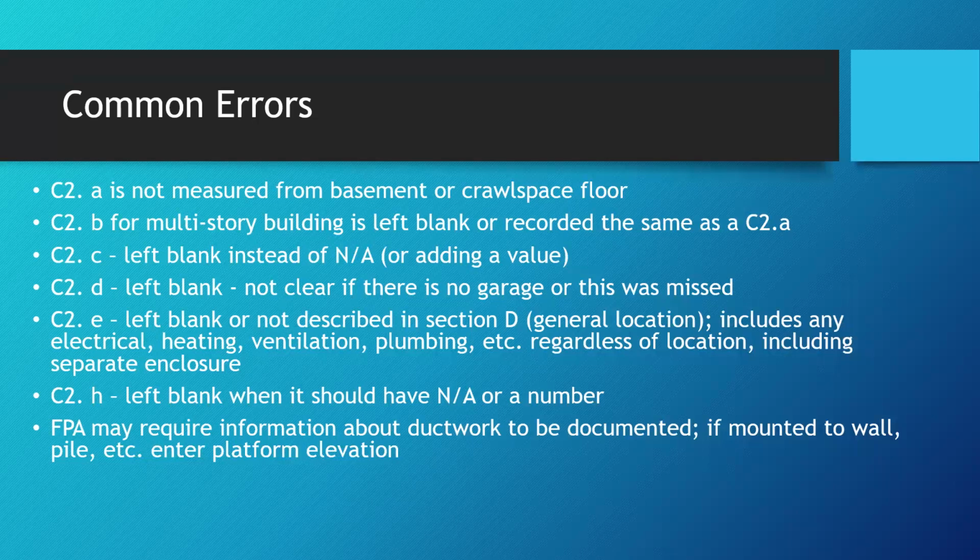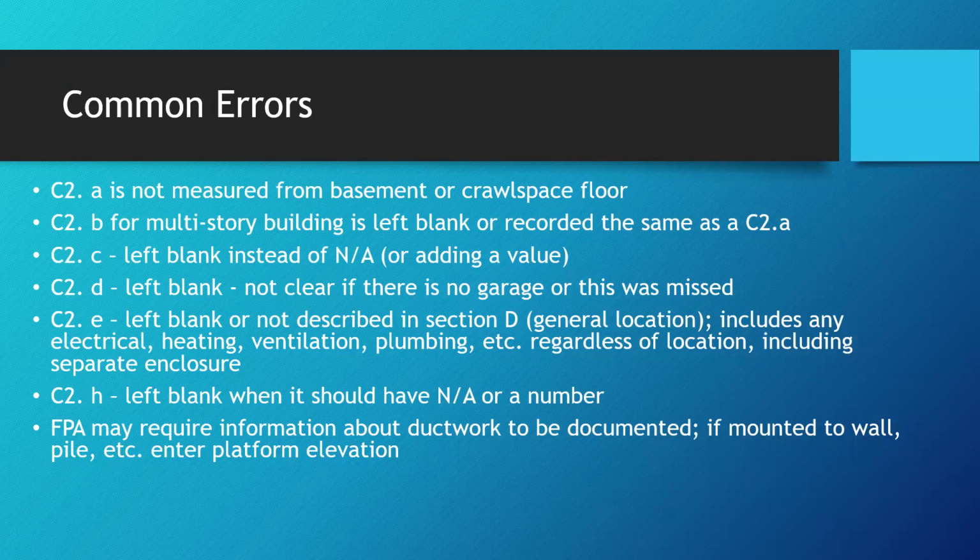So that adds confusion, especially if maybe A9 was filled out and then this is left blank, that kind of thing. C2E left blank, or it's not described in the comment section. So you're supposed to go in and describe what the lowest machinery and equipment is in the comment section, put its general location, and of course that would include any electrical, heating, ventilation, plumbing, all of that, even if it's in a separate enclosure, again, unless it's something that's not owned by the property owner and is operated by someone else. C2H left blank when it should have had an A or a number.